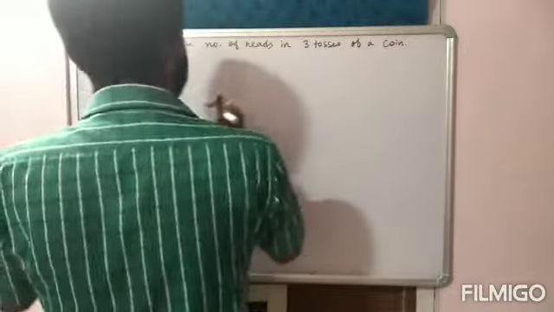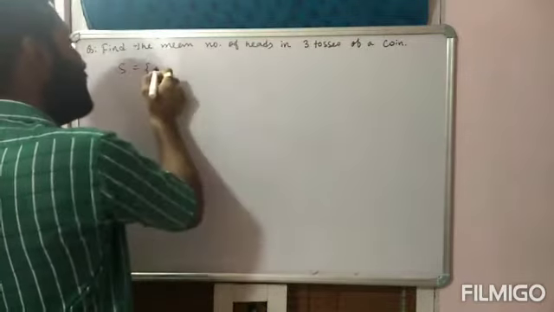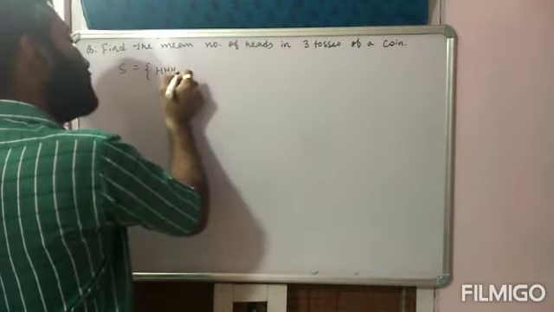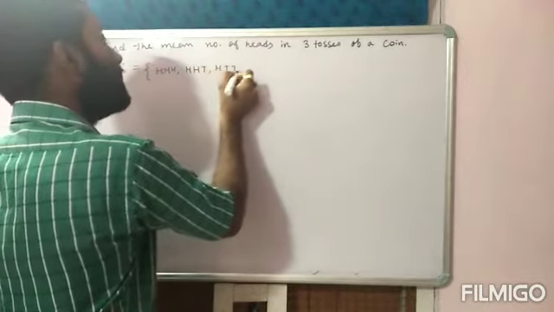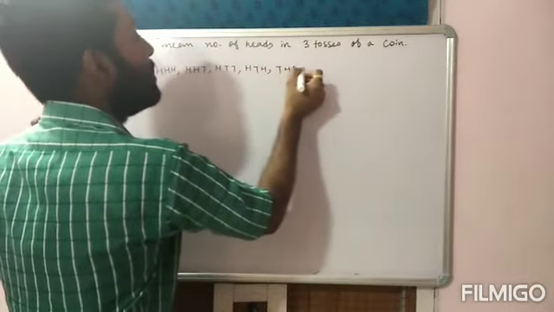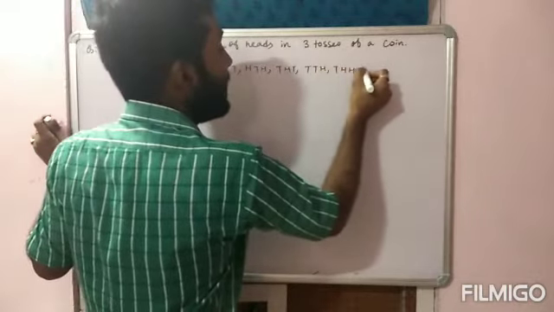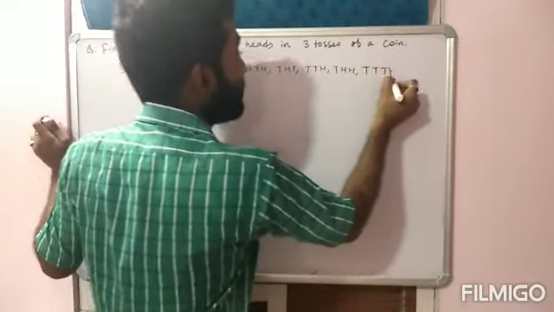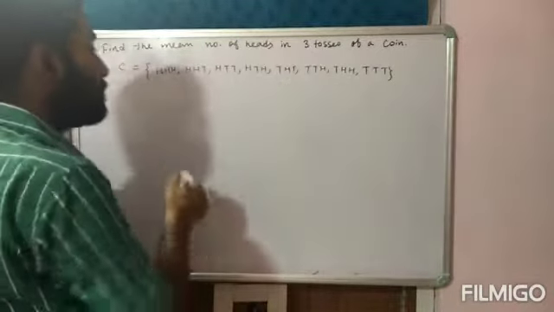So first try to write the sample space. Sample space of this experiment: HHH, HHT, HTT, HTH, THT, TTH, THH and TTT. So if a coin is tossed 3 times, these are the 8 possible outcomes.